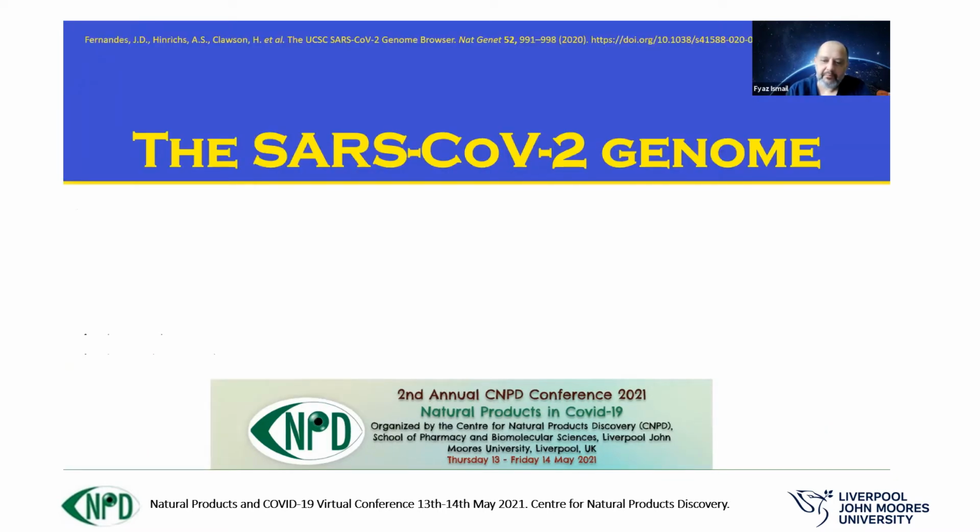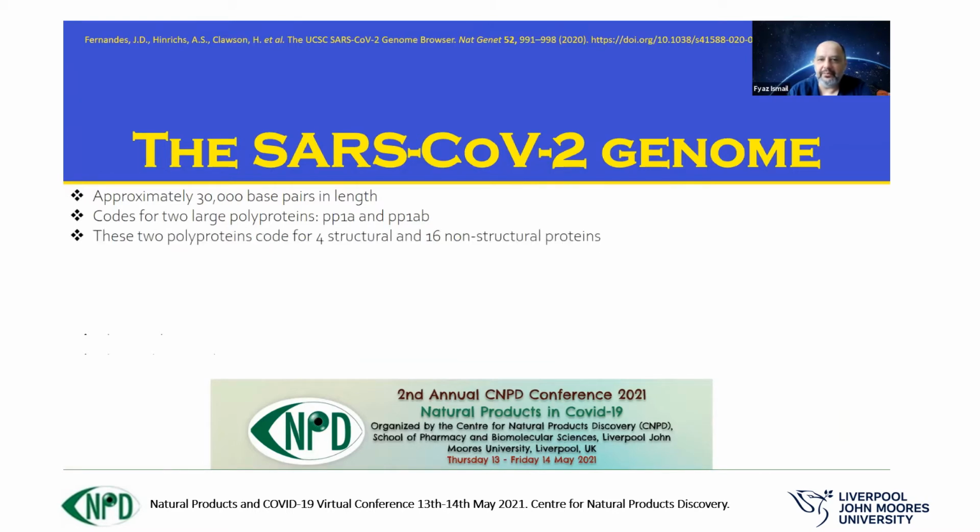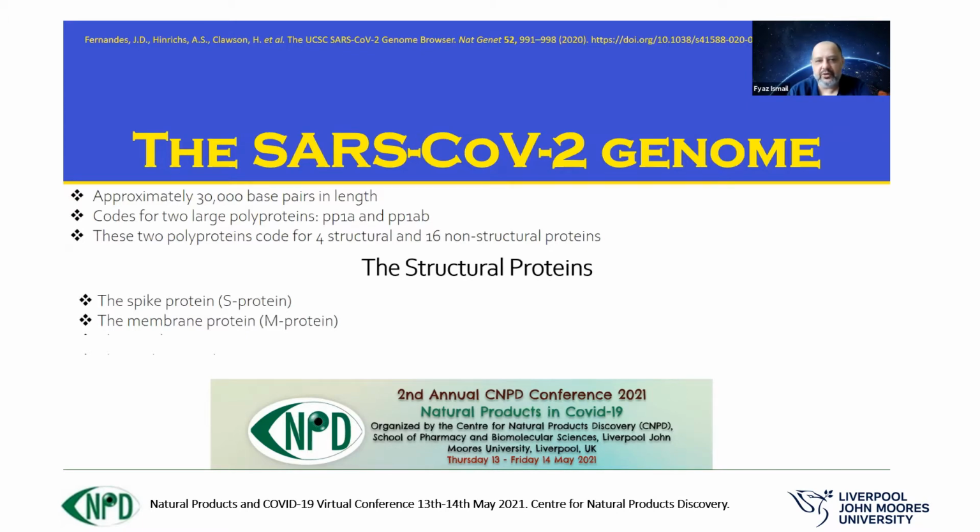Much of the work has already been described in this conference by people who are much more versed in this area than I am, but nevertheless, I'll still go through the genome very quickly to summarize what's already been said. It's around 30,000 base pairs in length. It codes for 2 large polyproteins, PP1A and 1AB. There are 4 structural and 16 non-structural proteins. Of the structural proteins, there's a spike protein, which we've heard much about, the membrane protein, an envelope protein, and a nucleocapsid protein. So we had to decide which, if any of these, would be attractive targets.